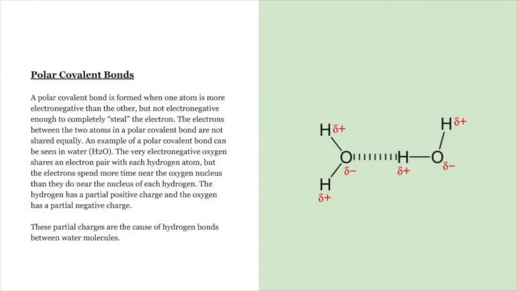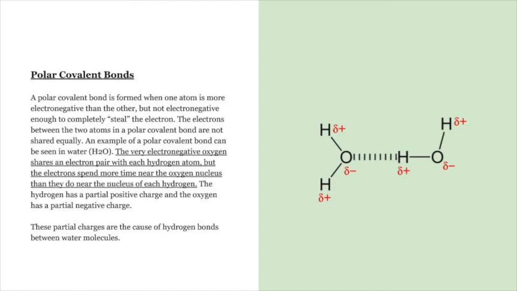Polar covalent bonds. A polar covalent bond is formed when one atom is more electronegative than the other, but not electronegative enough to completely steal the electron. The electrons between the two atoms in a polar covalent bond are not shared equally. An example of a polar covalent bond can be seen in water, H2O.